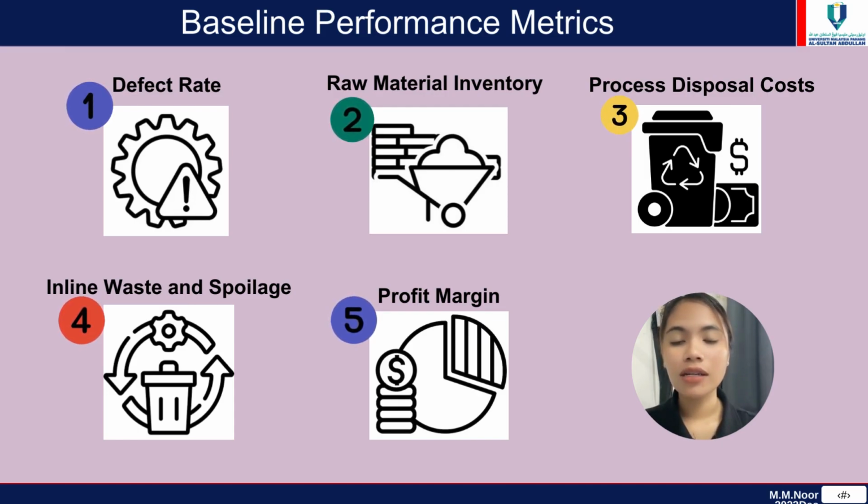And then raw material inventory, the goal is to have just enough supply on hand to maintain output without having excess. And then inline waste and spoilage, they are the resources that are wasted during manufacturing as spoilage and inline rubbish. It is feasible to pinpoint areas where process improvement may be carried out to lower waste creation.